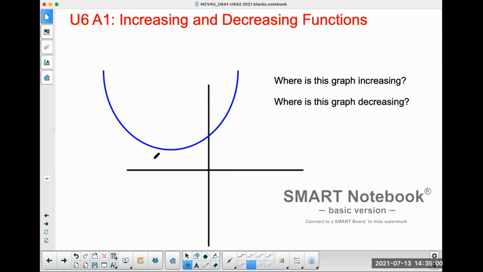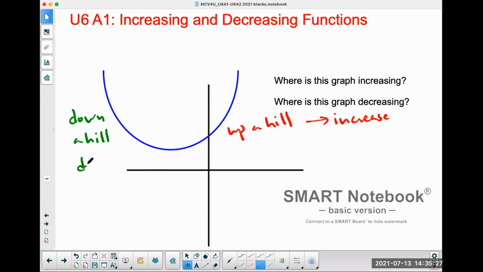It's like if you go from left to right, anytime you're going up a hill, we're talking about increasing. The y value is getting bigger and bigger and bigger. So if you go up a hill, we say that the graph is increasing. On the other hand, if you go down a hill, the y values are getting smaller and smaller and smaller. We call that decreasing. Right? The y values are decreasing.